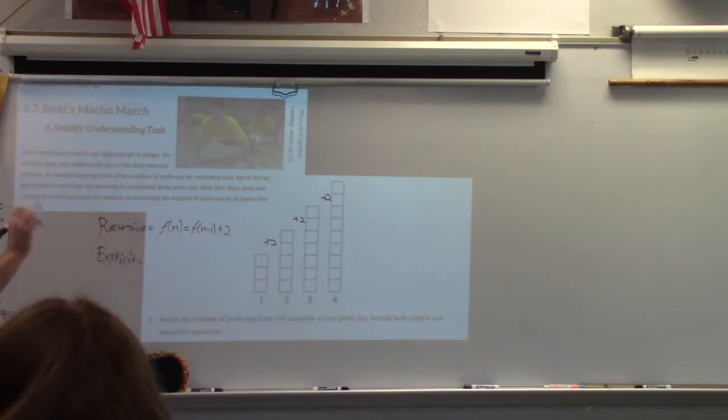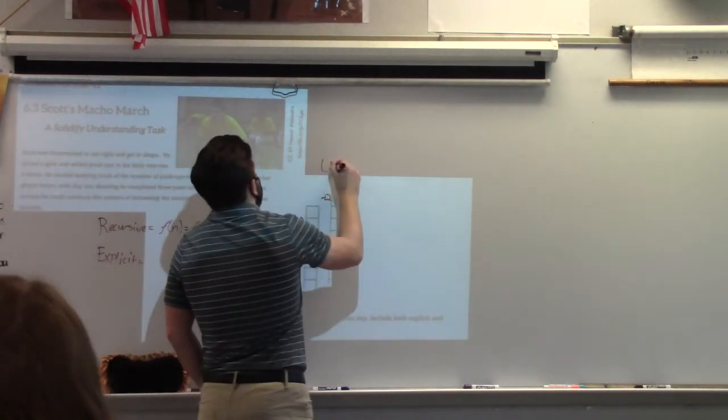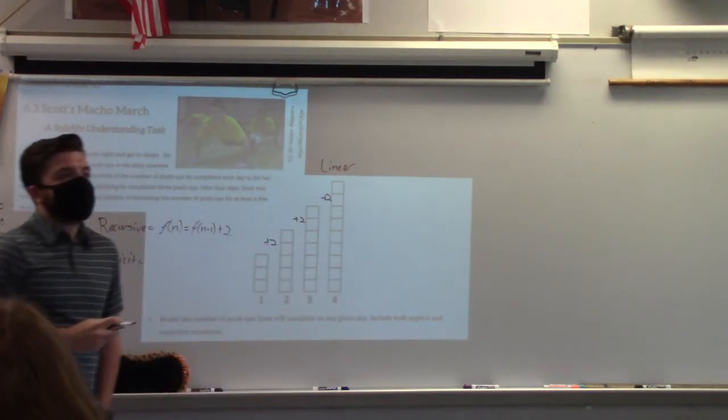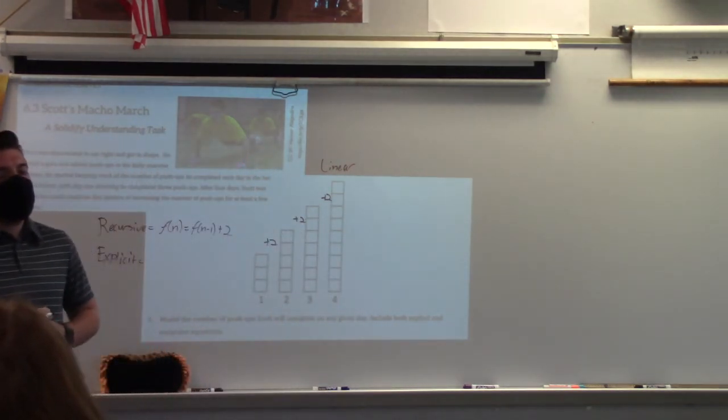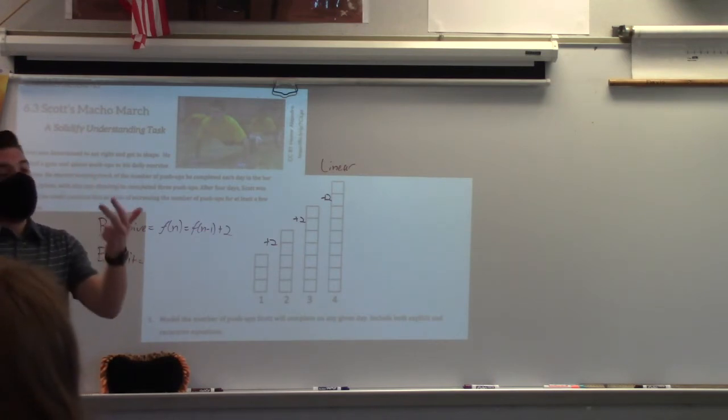So first off, what type of function is this? It's a linear. All right. Now, what are the different forms of linear functions we've looked at? Y equals mx plus b. Slope intercept, standard form, and point slope.